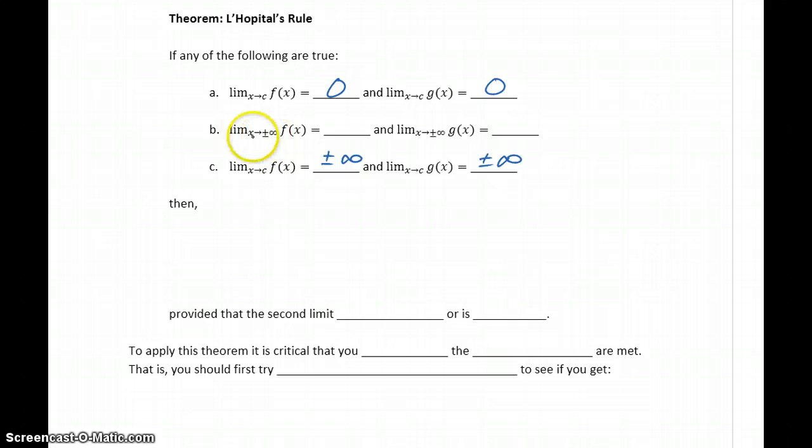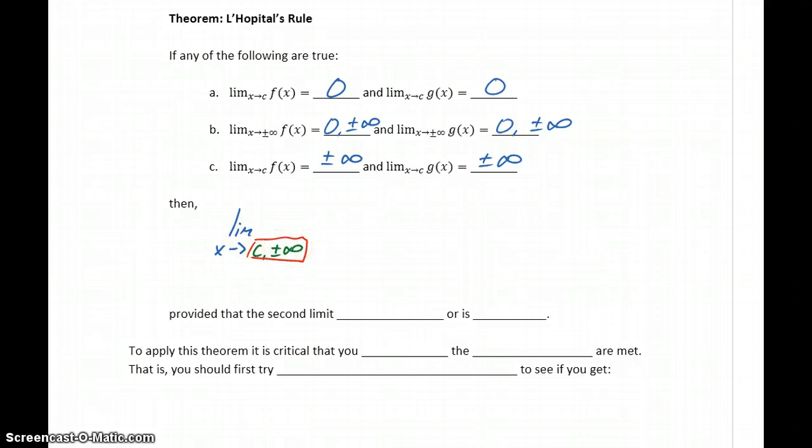And this third option that I actually have in the middle here, if A and C were about x approaching some real value c, B here is x approaching positive or negative infinity. So in this case, we need f of x to be approaching either 0 or positive or negative infinity, and g of x to be approaching either 0 or positive or negative infinity. So we need to look at those cases and make sure one of those is met.